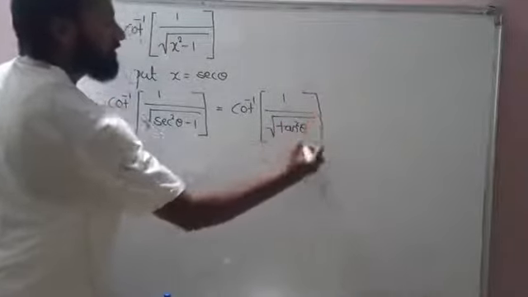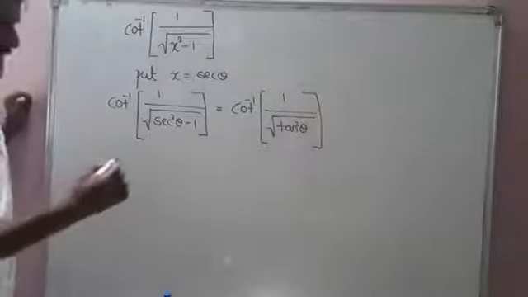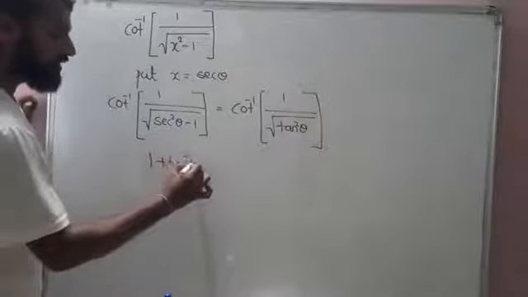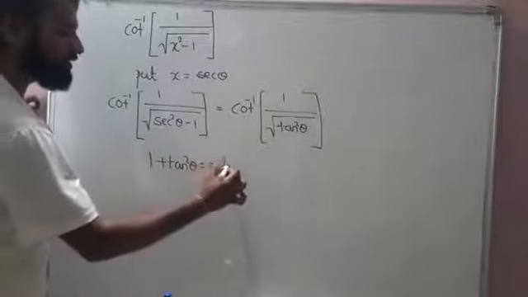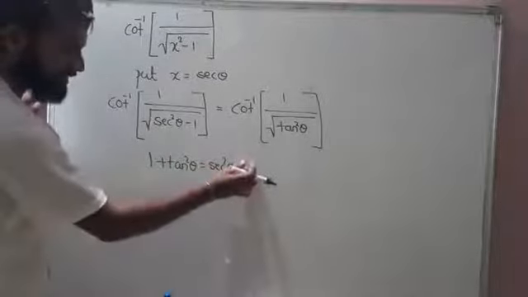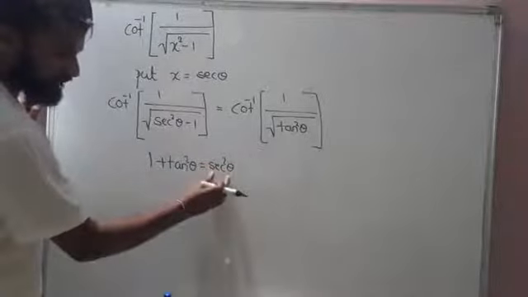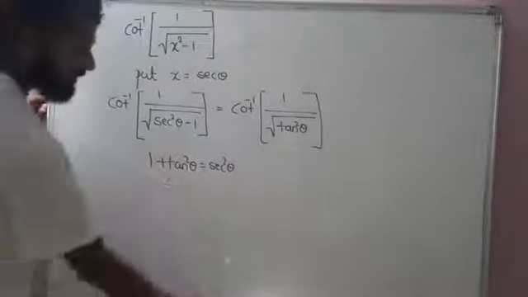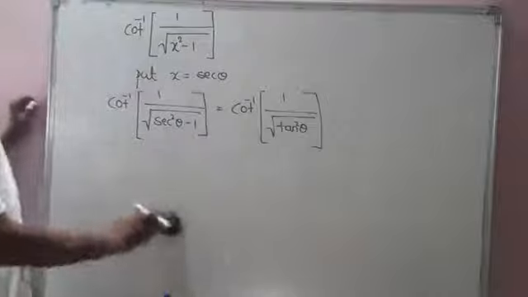So you will ask me, sir, how you wrote tan square theta? Because I was knowing the basics of 10th standard. 1 plus tan square theta is equal to sec square theta. See, if this plus 1 goes that side, becomes minus 1. So sec square theta minus 1 will be tan square theta. Isn't it? So if you know the basics, then only you can solve such problems.